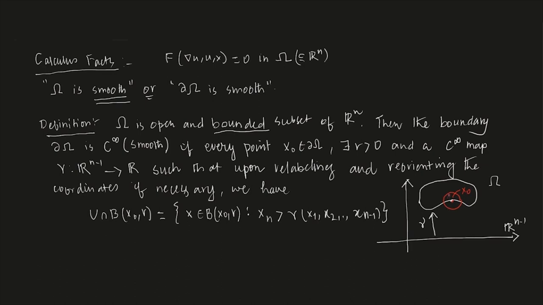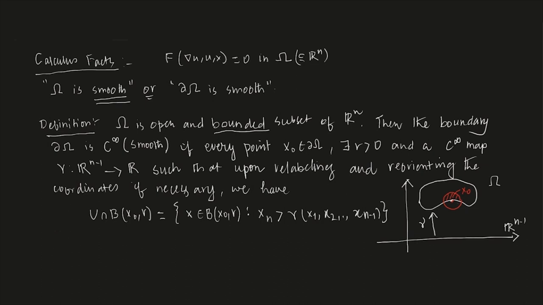this part of the ball, so the intersection part of the ball with the domain, is always above the graph of a C infinity function. Okay, so this is always above the graph of a C infinity function.